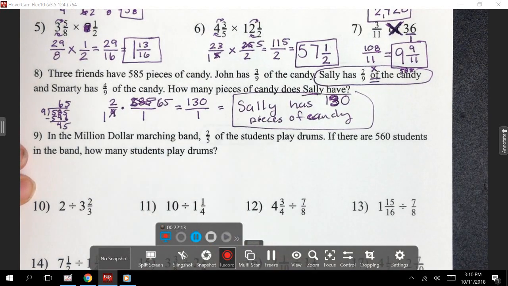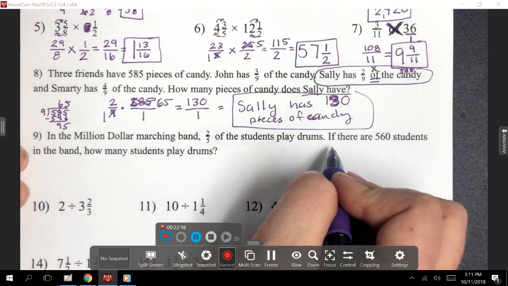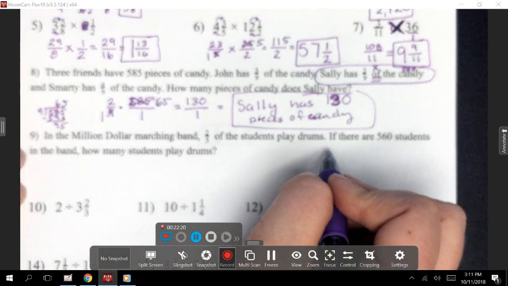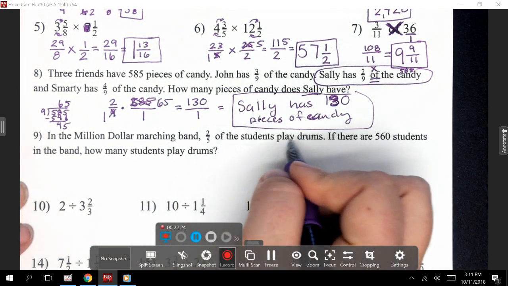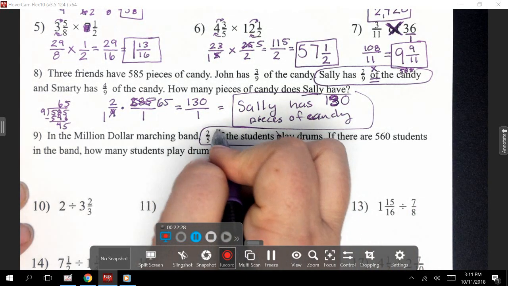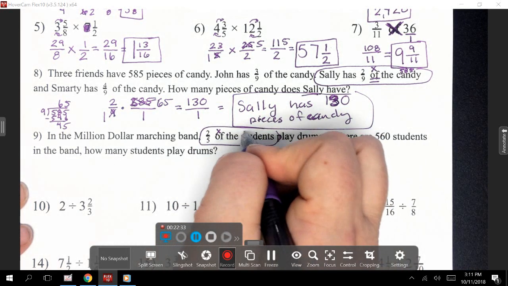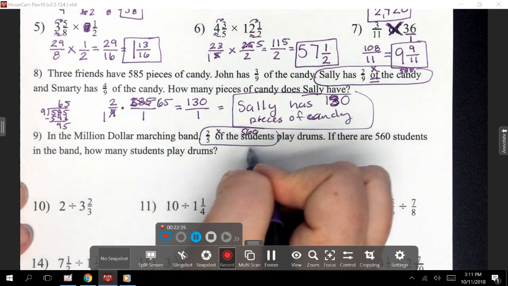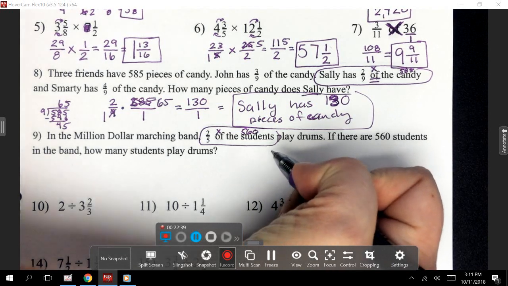All right. The next one, in the $1 Million Marching Band, 2/5 of the students play the drums. If there are 560 students in the band, how many students play the drums? So again, right here we can say 2/5 of the students, which is my multiplication. 2/5 of the students, there were 560 students. So I have 560 right there. So now that tells me to multiply.